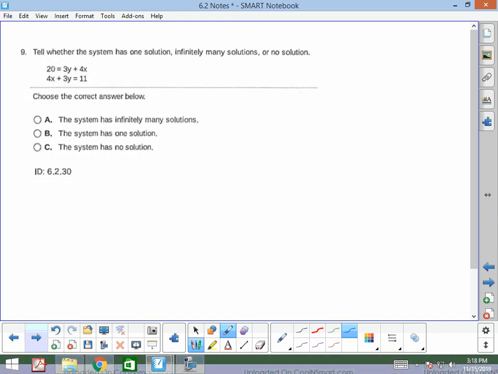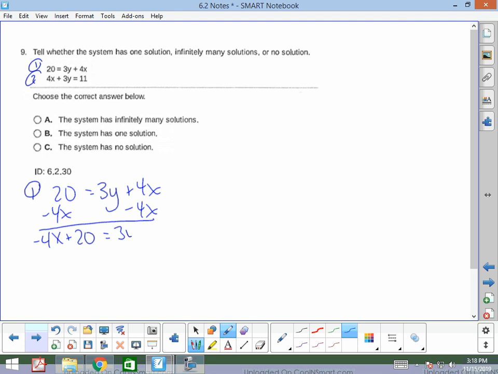Right, one more. So top equation, equation number 1, solve it for y. And we get negative 4x plus 20 equals 3y. Divide by 3. So negative 4/3 x plus 20 over 3 equals y. So here the slope is negative 4/3 and the y-intercept is 20 over 3.